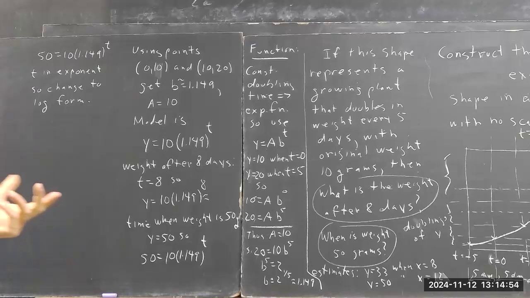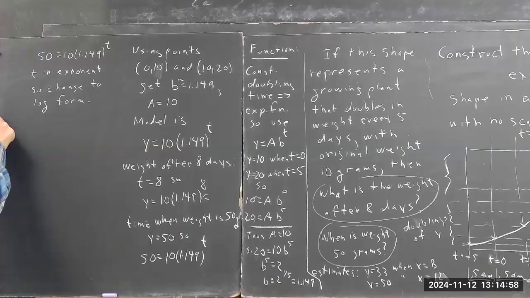So we change it to the logarithmic form. Let me write down what we know: b to the a equals c, I think those are the letters I use, is equivalent to log base b of c equals a.